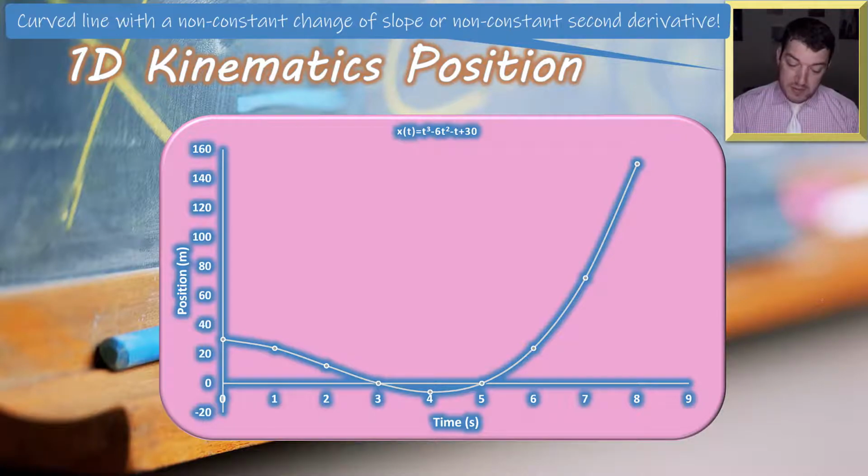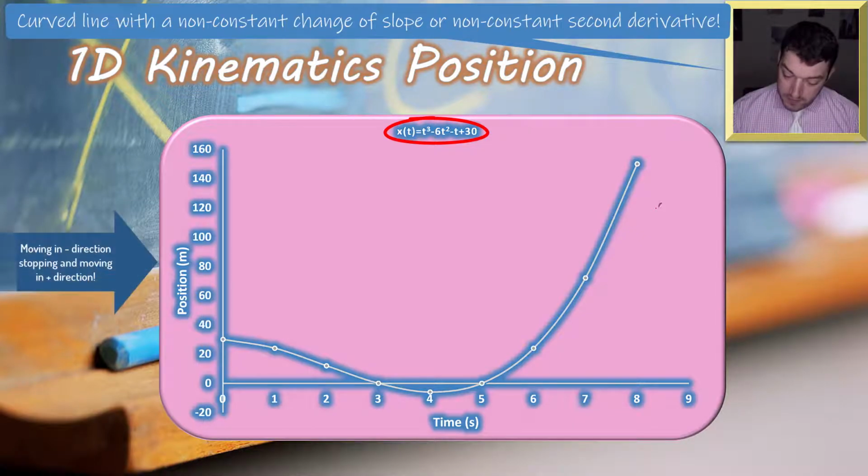In this case, the position as a function of time is described by t cubed minus 6t squared minus t plus 30. So when we're getting the velocity as a function of time, which is going to be our derivative of position with respect to time, again we have a summation or a subtraction, so we're going to do each part separately and then put those pieces together.